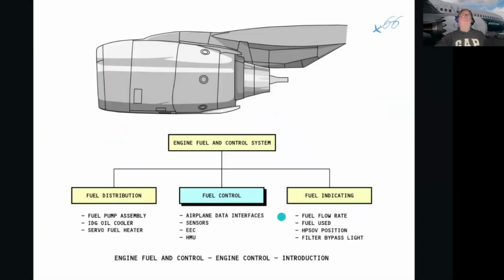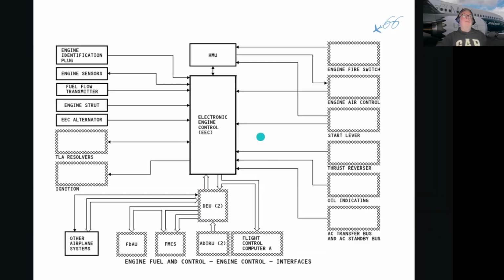In terms of fuel control, I've got the airplane data interfaces. I've got the specifics on how much fuel I need to burn because this is a 700 aircraft, the thrust limitations, etc. I've got information about all the sensors that enable fuel control: the EEC, which is the brain of the engine fuel and its control, and the hydromechanical unit, which is the line replaceable unit that does the fuel control. All right. So if you can imagine, this is the engine, the EEC, the brain.